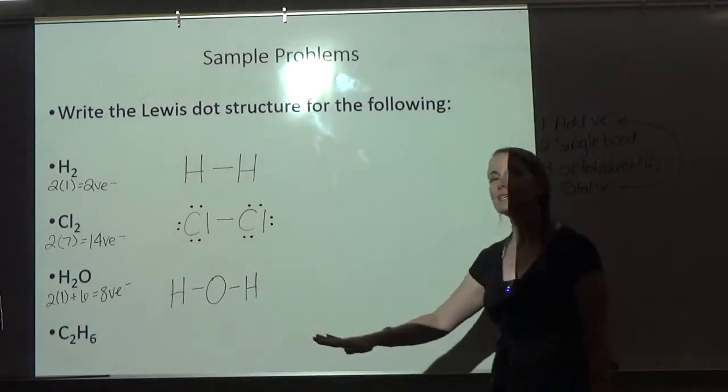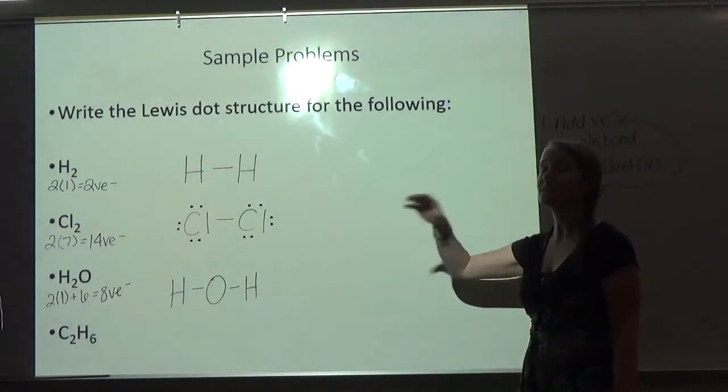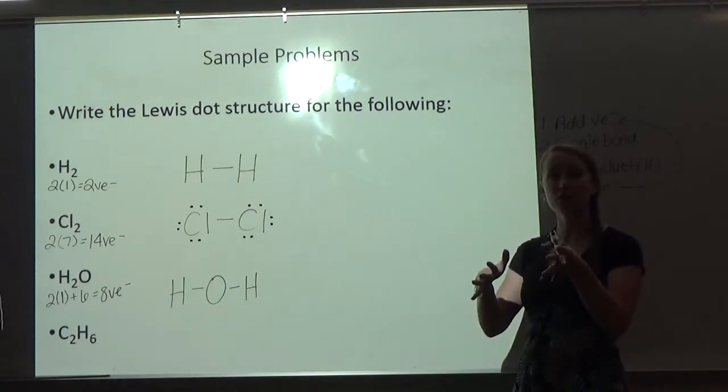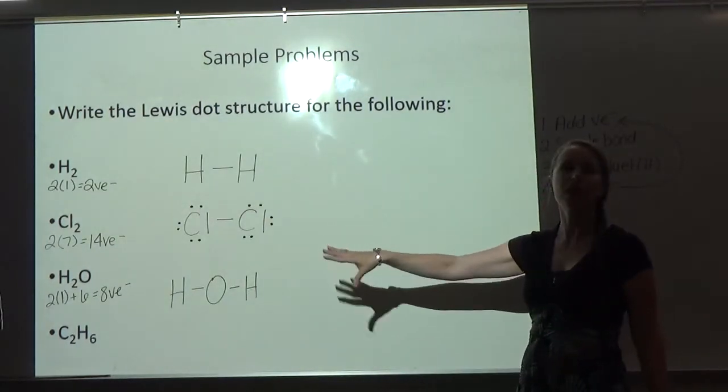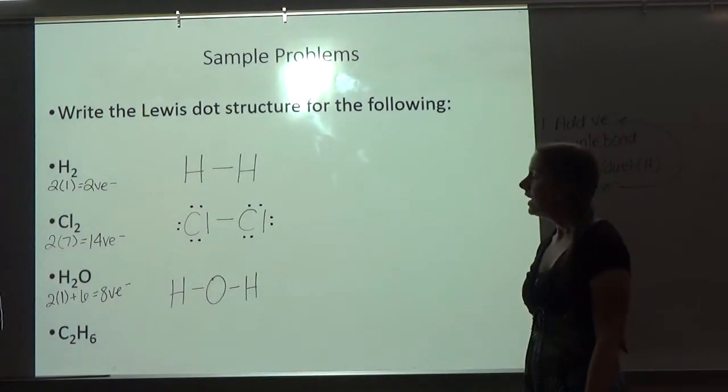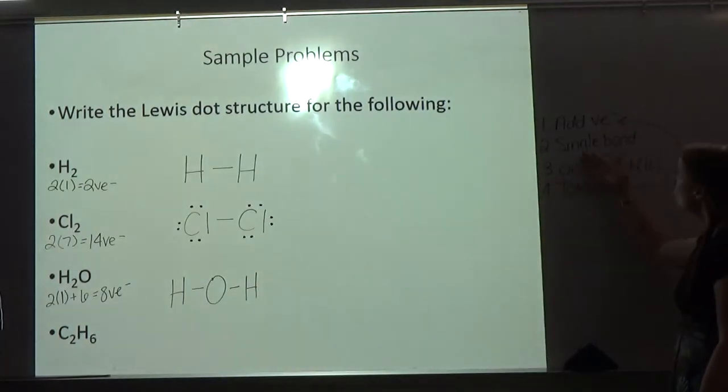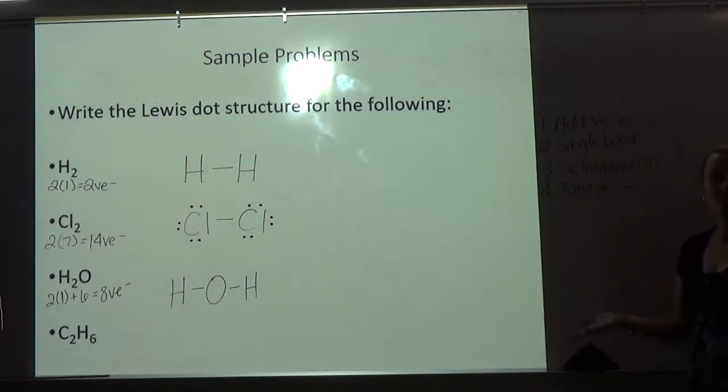Now, eventually when we get to section 8.3, we'll learn that this is not a straight molecule, but we'll learn how to do that later. For now, I just want you to be able to figure out how many bonds and how many dots. All right, so we single bonded everybody. So next is octet and duet rule. Well, hydrogen follows the duet rule. Oxygen's going to follow the octet rule.